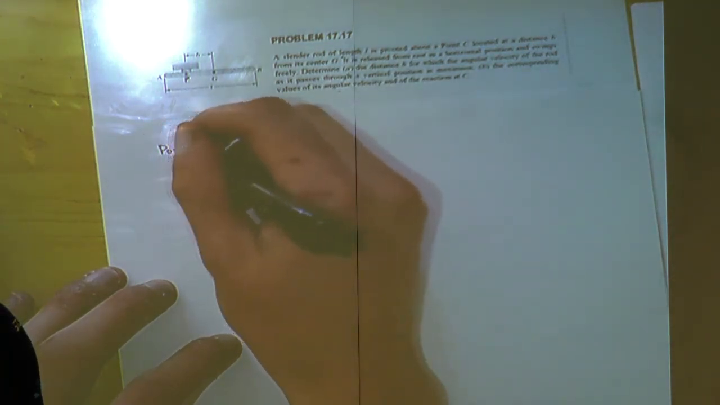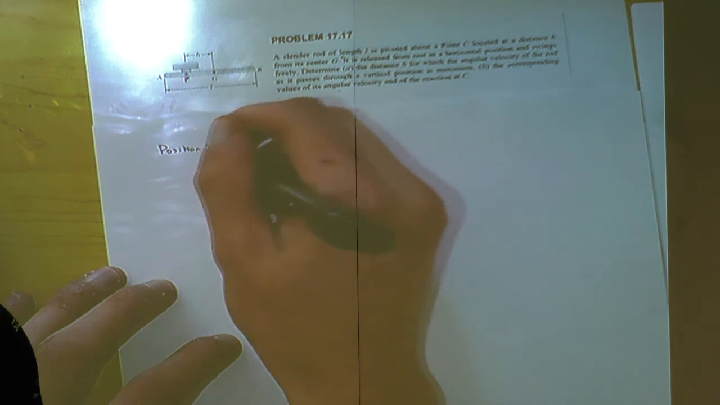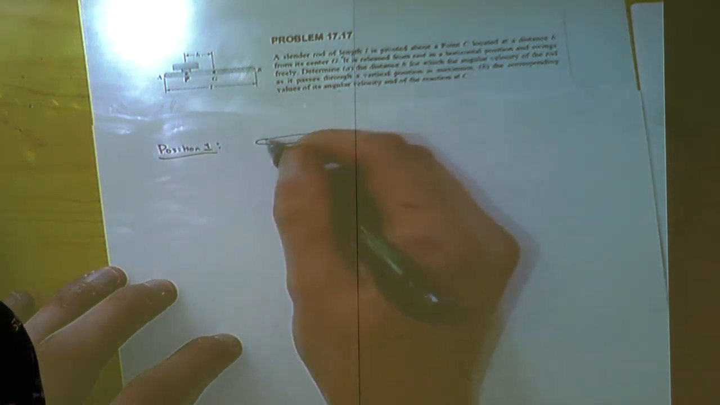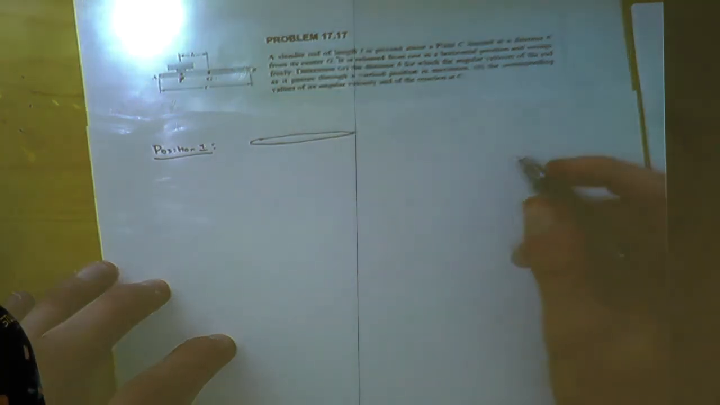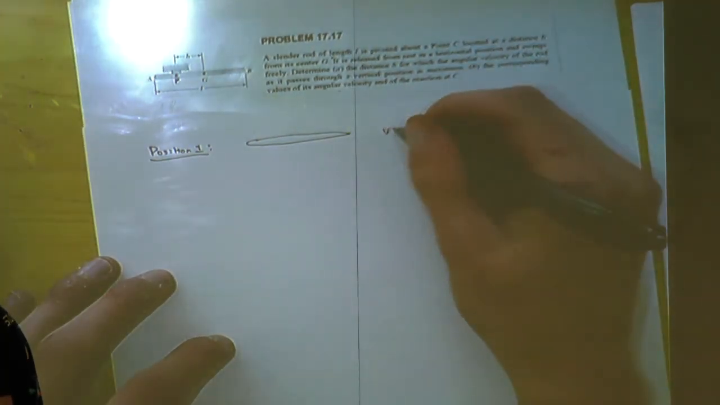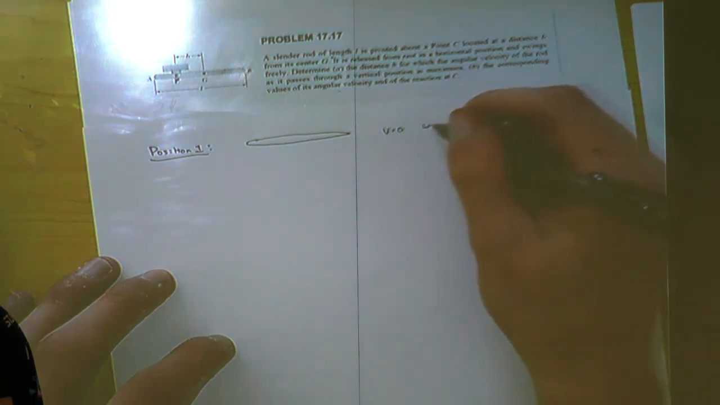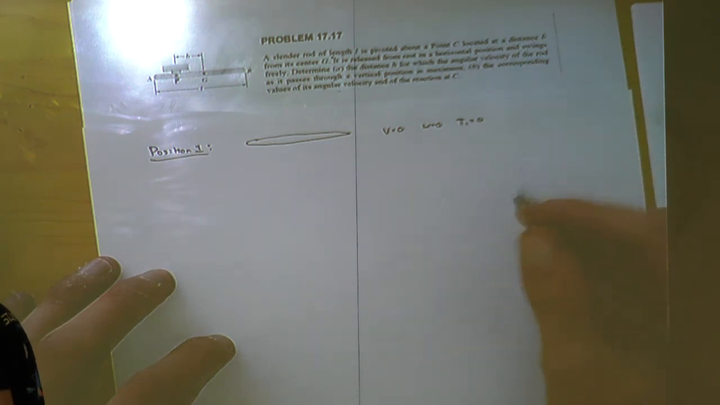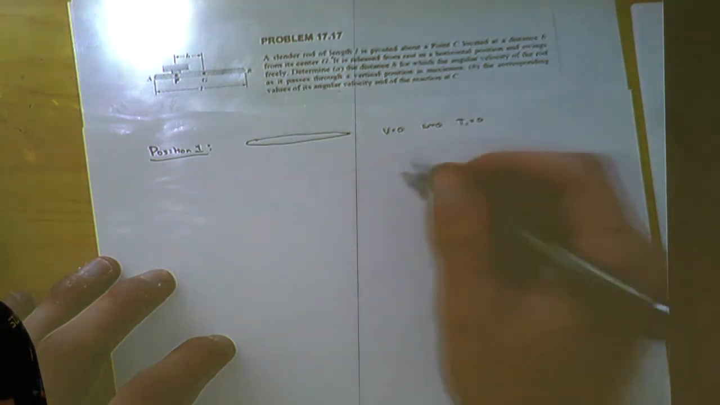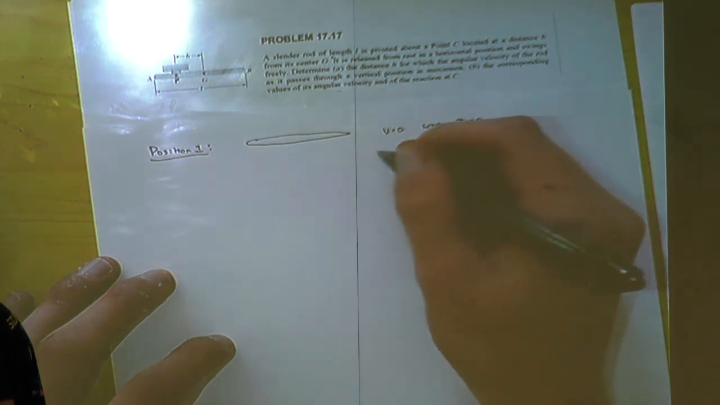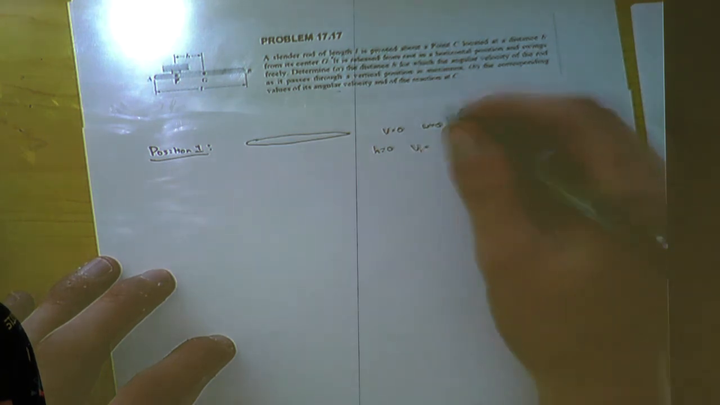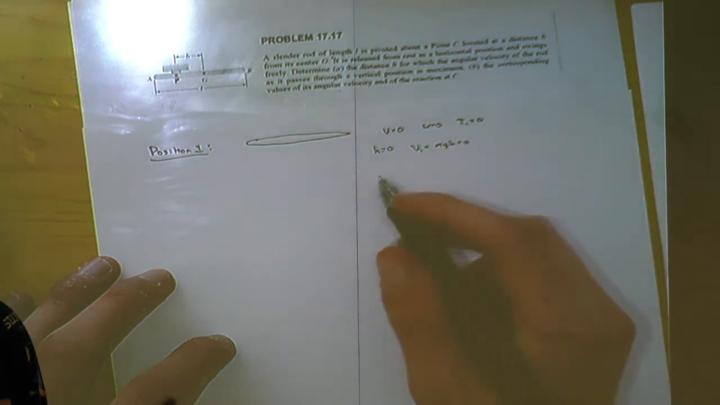Position 1. We have v equals 0, angular velocity is 0, and T1 equals 0. Kinetic energy is 0. And then for elevation, the height is going to be 0. This is our base, so mgh is 0, so V1 is 0.